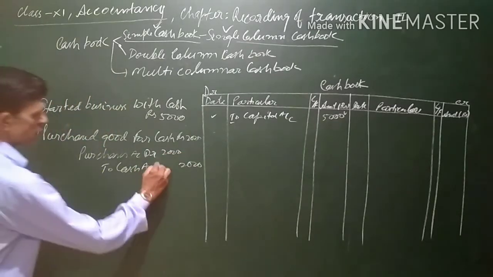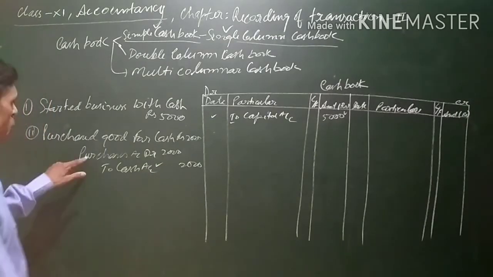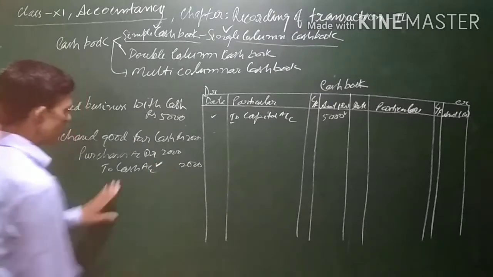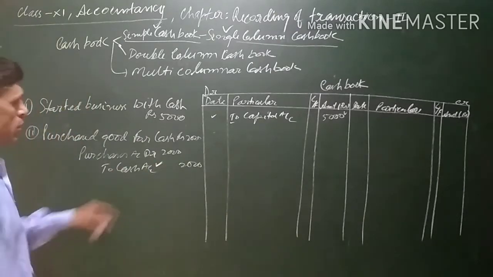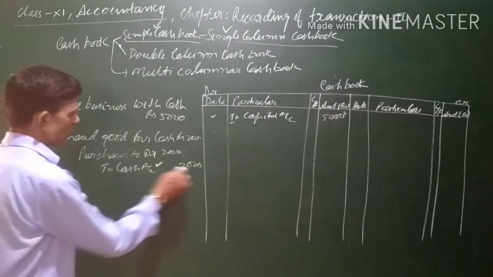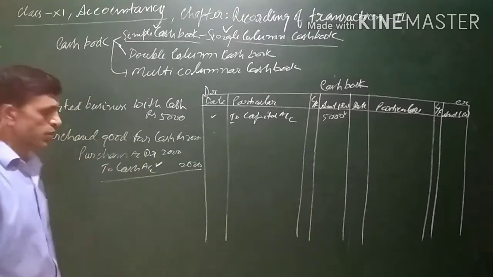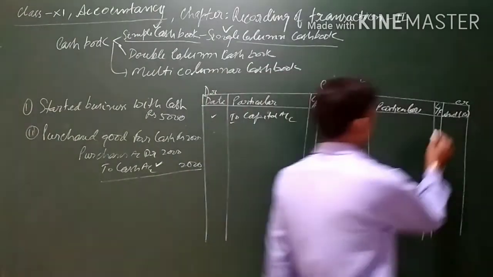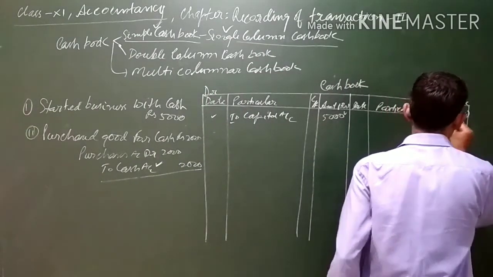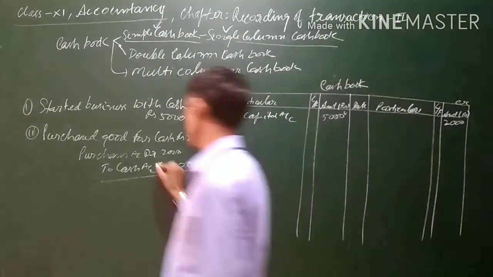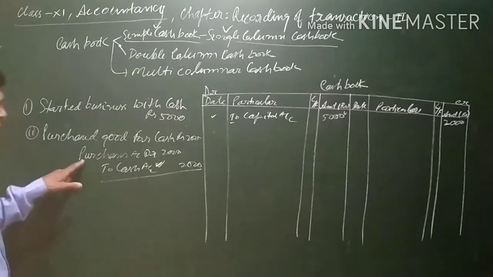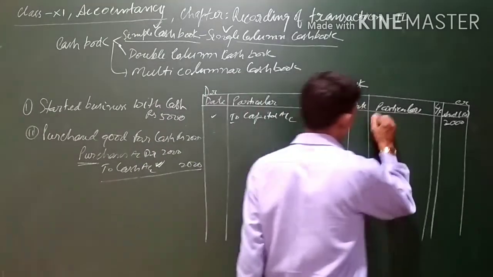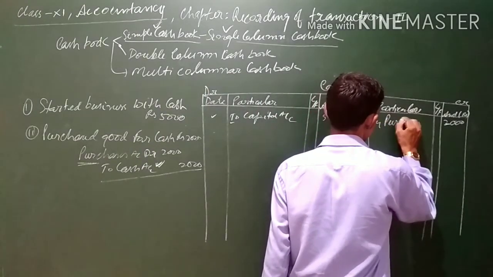Now see here, purchases is debited, and cash is being credited. Since cash is being credited, in the cash book we will be writing this amount on the credit side. In the amount column, 2,000 is there. Why is this cash being credited? Because on account of purchases. So we will be writing here by purchases.